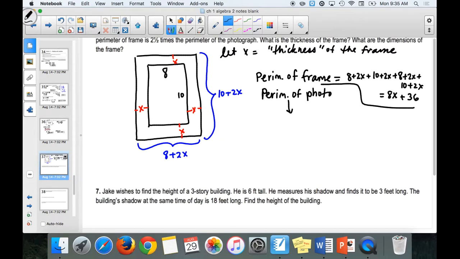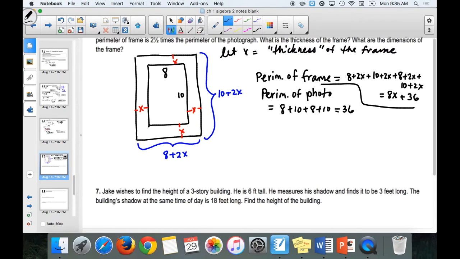And our perimeter of our photo, what's it going to be? Yeah, 8 plus 10 plus another 8 plus 10. So we get a total of 36. All right, so sometimes it helps if you kind of write some background information. We're not putting together the equation yet. We're just figuring out what each of those is. So we simplified each of them.